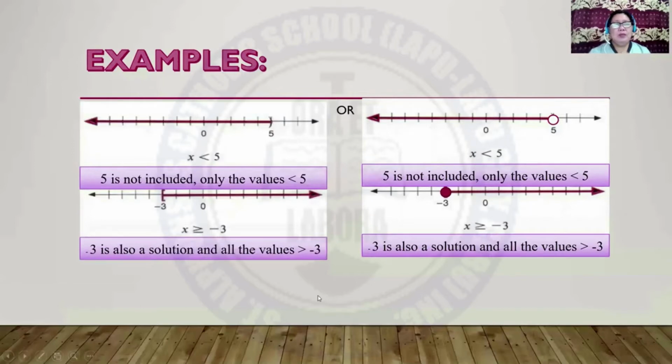To elaborate more, this symbol, the close parenthesis, is similar to the open dot. And this open bracket here is similar to using a solid dot. This one and this one are the same, and also with this. Do you have questions? If there is none, let's proceed.